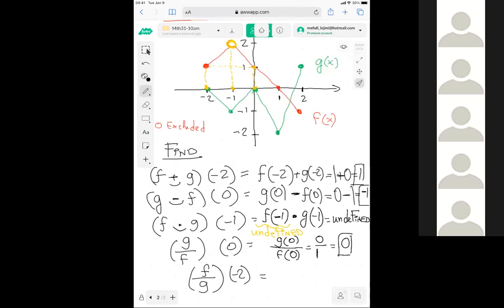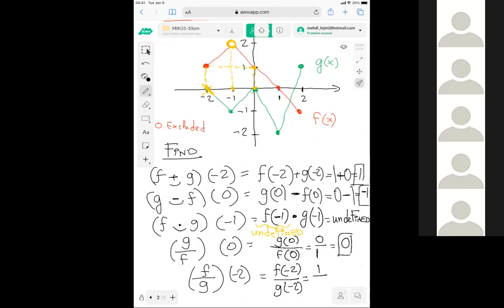Okay. Last one. Is there any guess for our last one? f over g of negative two. So it's f of negative two over g of my x, which is negative two. f is in the top, g is in the bottom. Now f of negative two. Here's my negative two, right? So my f of negative two would be positive one.